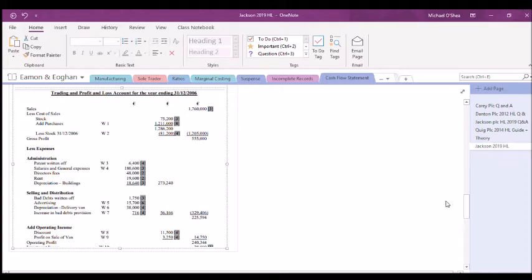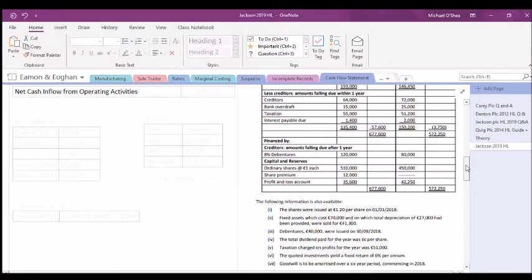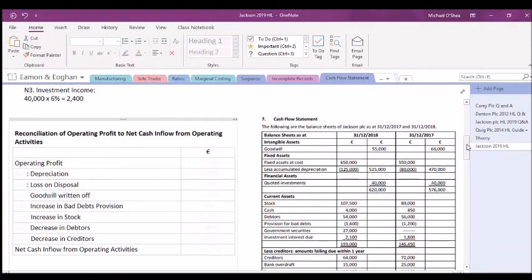From that point, I'll just scroll up. I'll get to the others later on. So these were four of the things that we discussed below: depreciation, loss on disposal, goodwill written off, and an increase in bad debt provision. Depreciation is an expense. Loss on disposal is also an expense. Goodwill written off is an expense. An increase in bad debt provision is an expense.